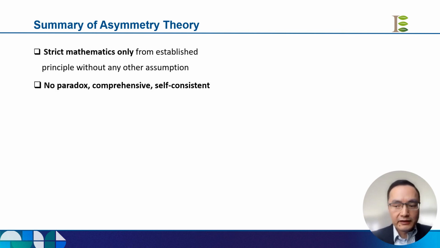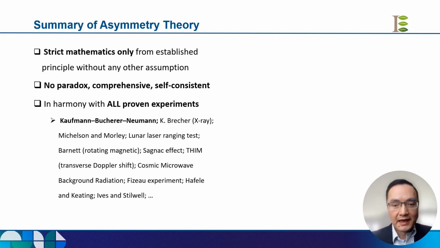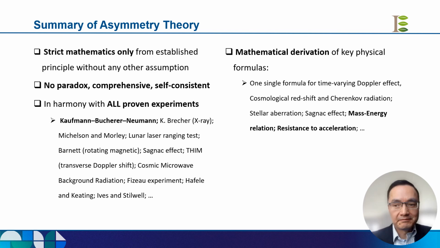Unlike special relativity, there's no paradox. It's comprehensive and self-consistent. And it's also in harmony with all proven experiments that we checked. You can see a list of examples here. Of course, it includes the Kaufmann experiment.